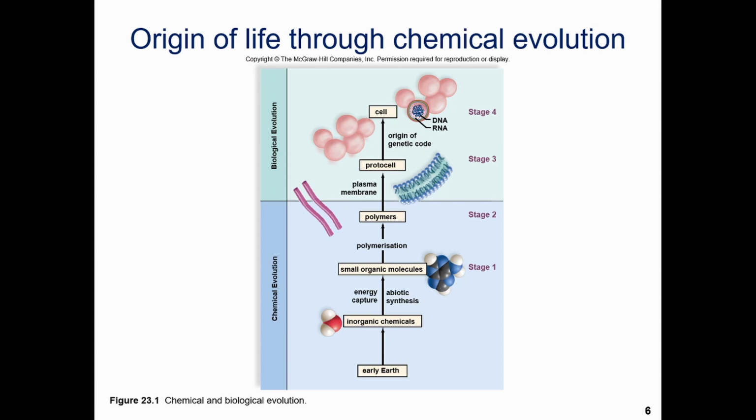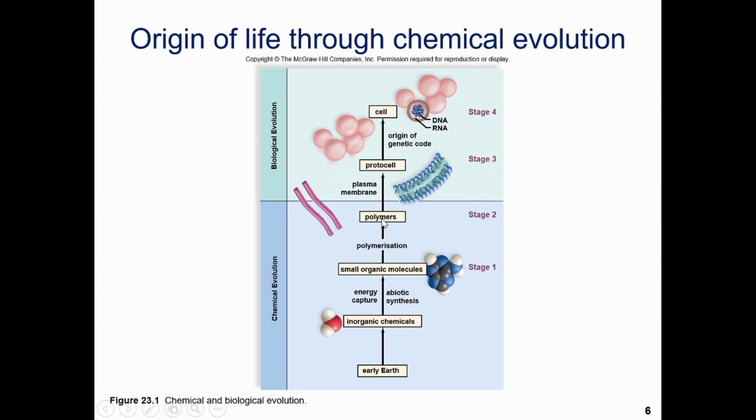So let's look at how things were moving. We have very, very early Earth, and we see a lot of inorganic chemicals. After some energy capture and some abiotic synthesis, so non-living synthesis, we see small organic molecules begin to form, and that's where we start to really dive into chemical evolution. We then bring multiple of those units together. We call that process polymerization. They're lengthening because the subunits are joining together. We call those polymers.